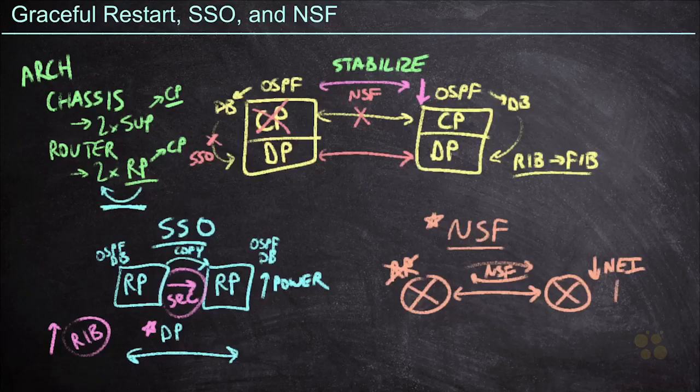In the meantime, the router on the left has detected that its neighbor is down. But because we've enabled nonstop forwarding, we are going to simply mark all of the routes that we've learned from that router as stale. We are not going to pull those routes from our routing table. Instead, we're going to continue to forward that traffic at the data plane.